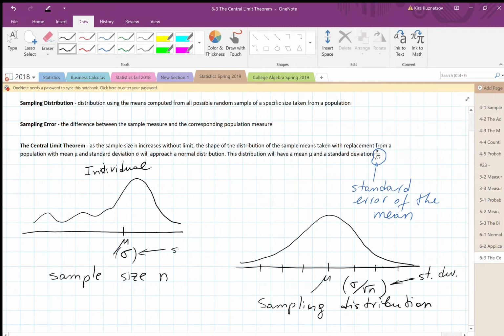So I can do all of the stuff that I did in 6-2, except now I just have to watch out for that standard error, if I am talking about a sampling distribution rather than an individual distribution. So a good example is 6-13.